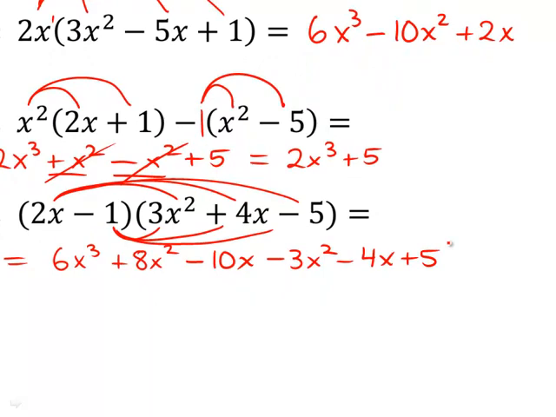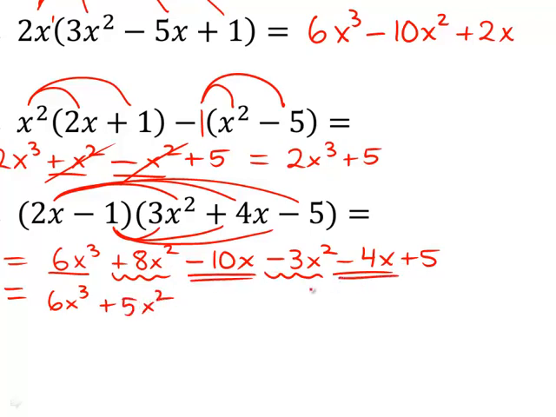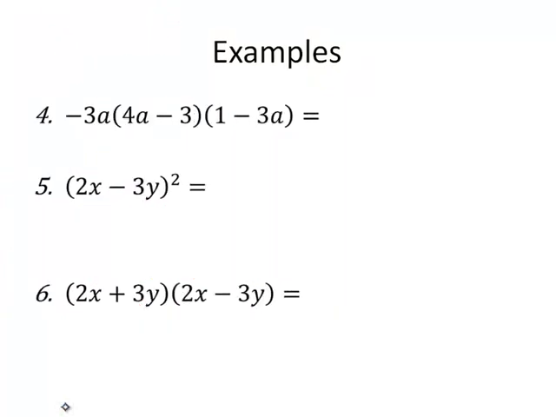Now that we have it expanded, we can collect like terms. So our cube term is first, and it is alone. There's nothing else to combine with it. Our x squared terms are next. 8x squared minus 3x squared is positive 5x squared. And negative 10x minus 4x is negative 14x. The positive 5 is still there. And that is complete. Remember to pause the video and try these on your own before I complete them.